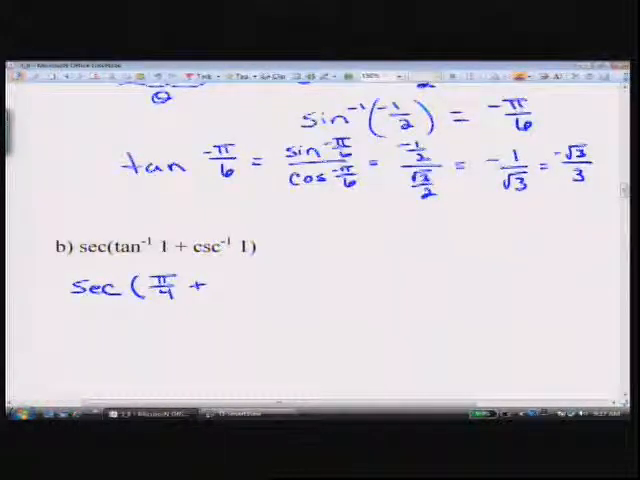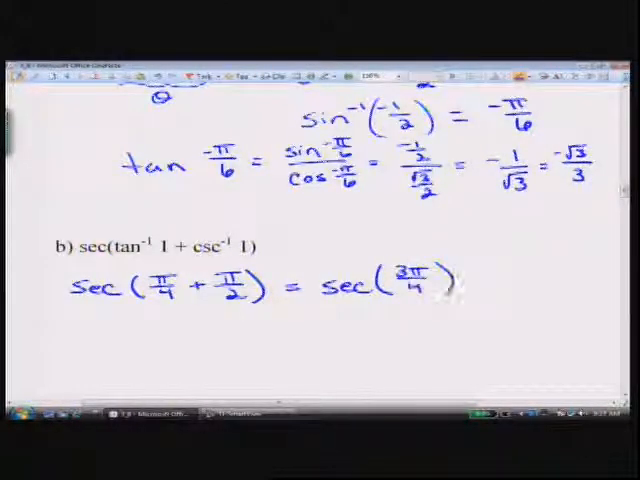When is the sine 1? Yeah, at pi over 2. So this is asking for the secant of pi over 4 plus pi over 2, which is asking for the secant of a half plus a fourth, which is 3/4. 3 pi over 4. The secant is 1 over the cosine. So this is asking for 1 over the cosine of 3 pi over 4.